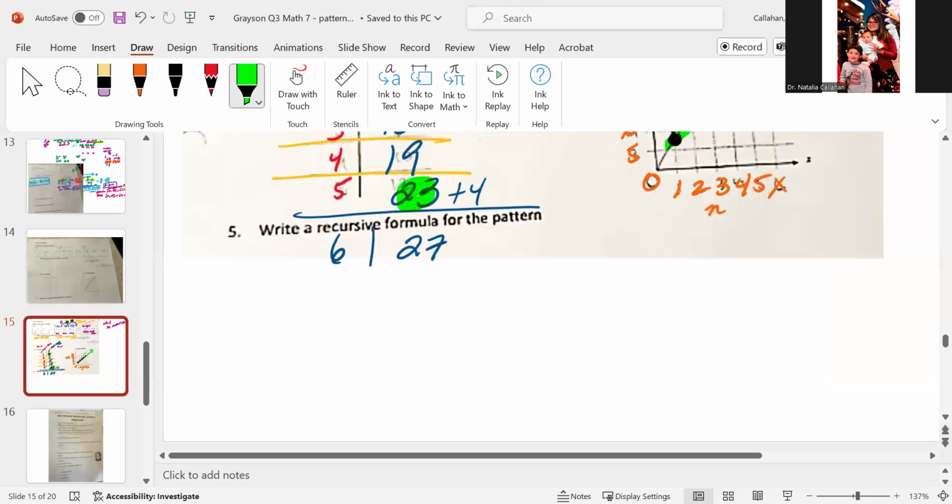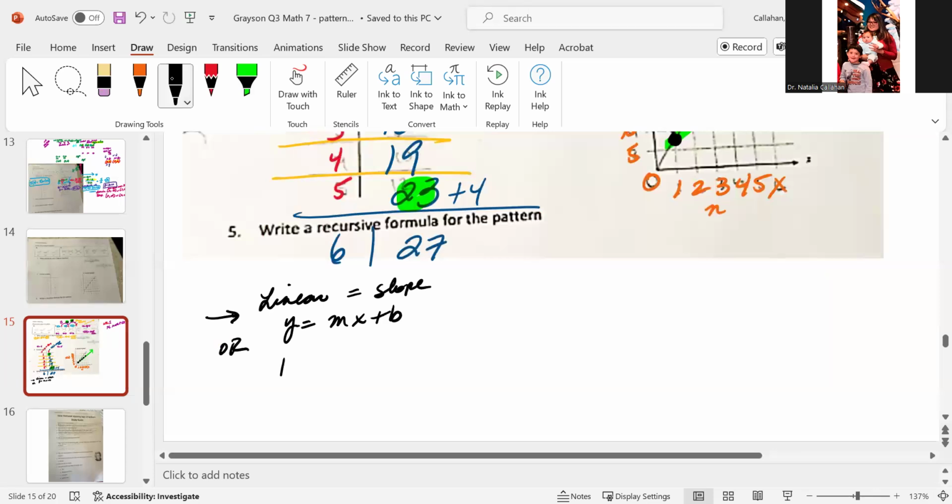Okay, now you have to write a formula, right? We talked about if this is a linear equation, remember you can always use slope, correct? And you use the equation y equals mx plus b. So make sure you have this equation written down. Or you have T of n equals m. M and b doesn't change. That will always stay the same, okay? It'll be m of n, right? Because n is now x, plus b.